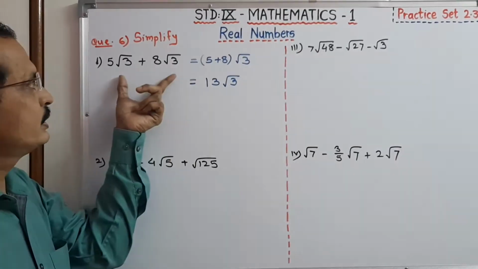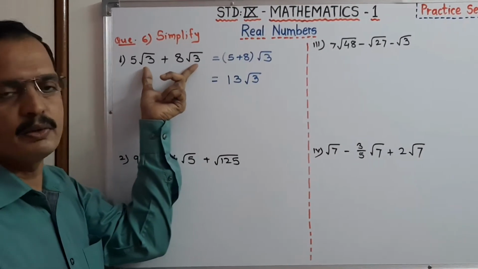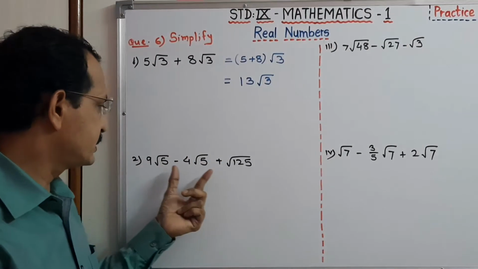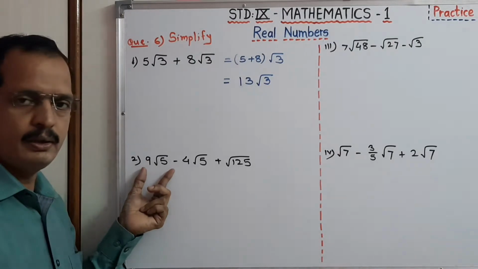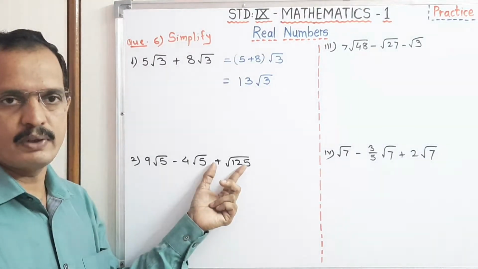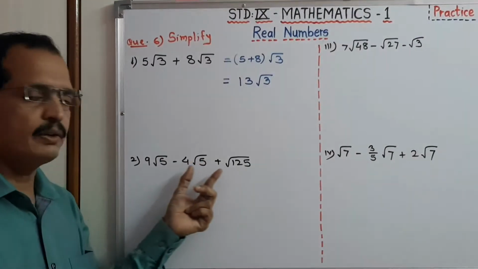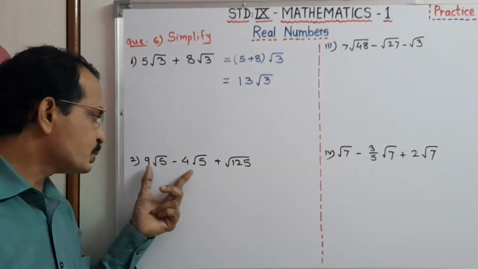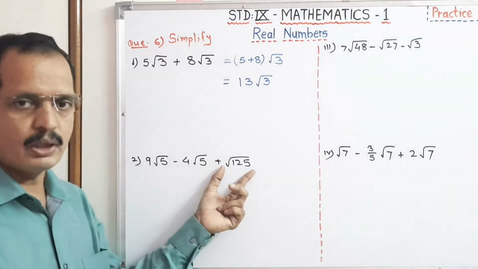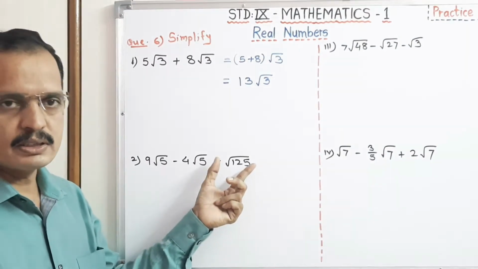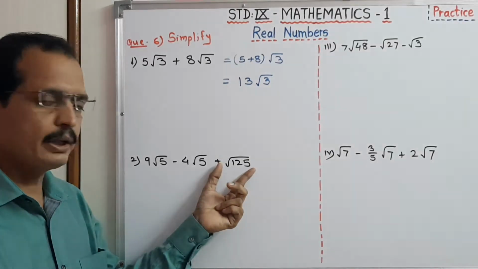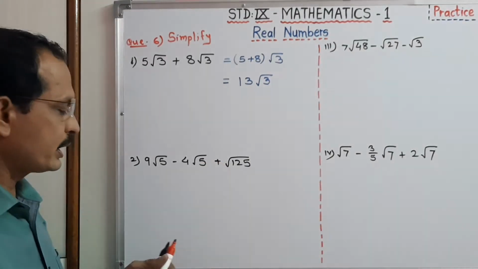Now see the second one. In the first one we observed that the given surds are like surds, but here it is 9 root 5 minus 4 root 5 plus root 125. Here 3 surds are given and 2 of these are like surds, but for this one, root 125, we have to make it into simple form. First of all we have to write it in simple form and then we can solve this.